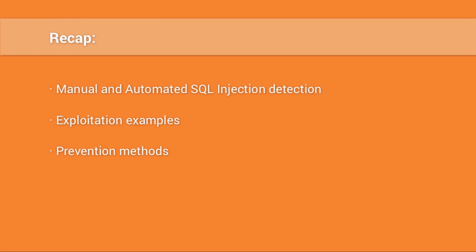To recap, we've discussed automated and manual approaches to detecting and exploiting SQL injection, as well as defined what this looks like and how it occurs. Lastly, we've discussed some preventative measures to protect an application against this vulnerability.